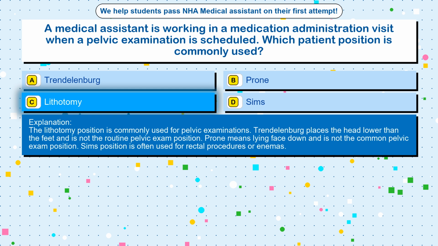Lithotomy. The lithotomy position is commonly used for pelvic examinations. Trendelenburg places the head lower than the feet and is not the routine pelvic exam position. Prone means lying face down and is not the common pelvic exam position. Sims position is often used for rectal procedures or enemas.